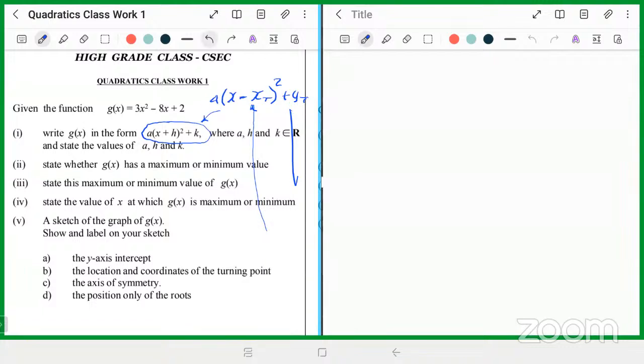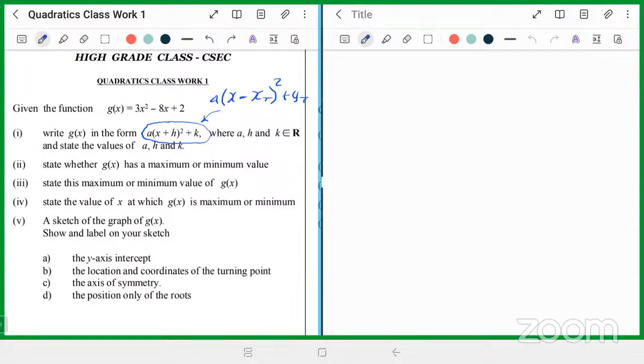So this process involves working out what this value is and what this value is. The A is the same value as the A in the standard form, which is the 3. The primary objective in this method is to find this value and this value, and there's a formula that can be used to find those values.